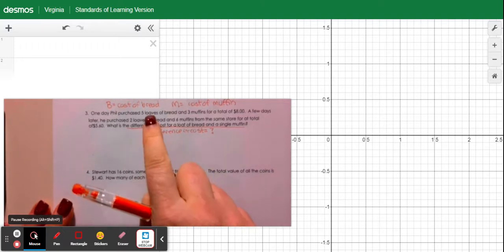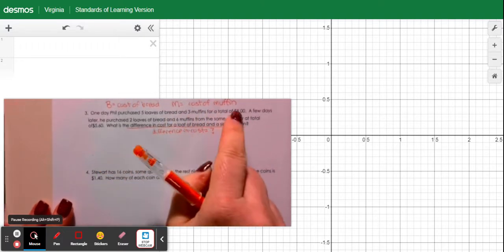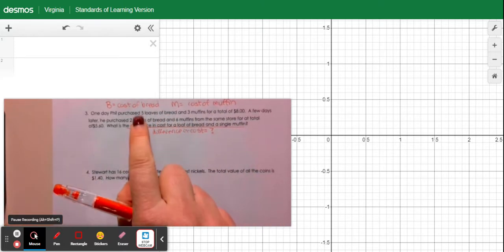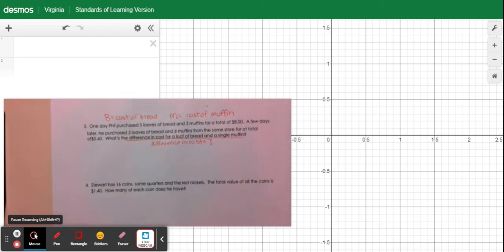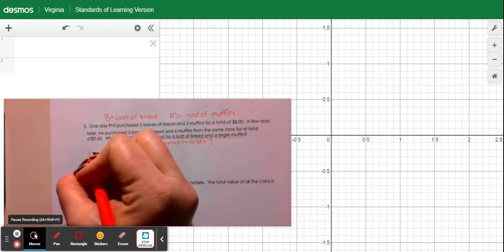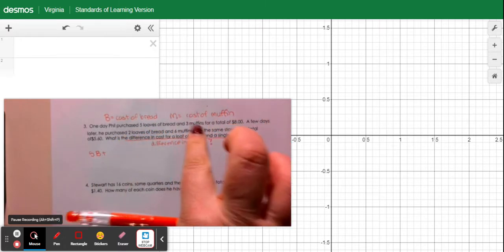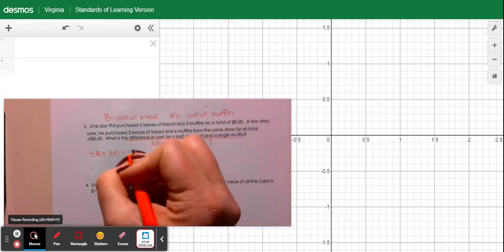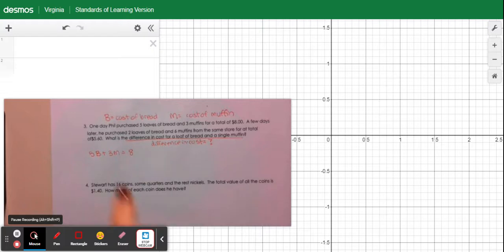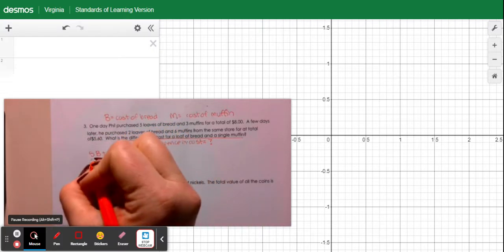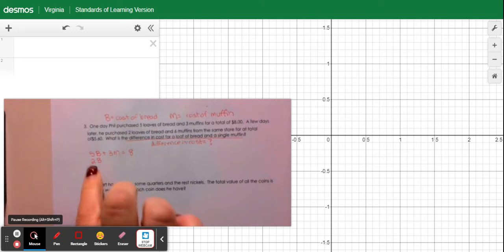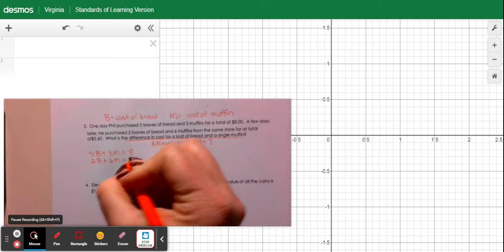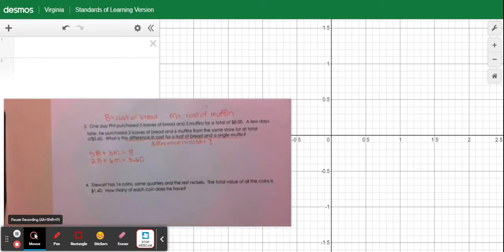So what information do I know? I know that he buys 5 loaves of bread and 3 muffins for $8. So let's just say bread was $1. I would do 5 times $1, right? Or 5 times the cost of the bread. So my first equation will be 5b plus 3 muffins, 3 times the cost of a muffin, and that should come to $8. A few days later, Phil goes and gets 2 loaves of bread, so 2 times the cost of that bread, plus 6 muffins, so 6 times the muffin, and he ends up paying $5.60.